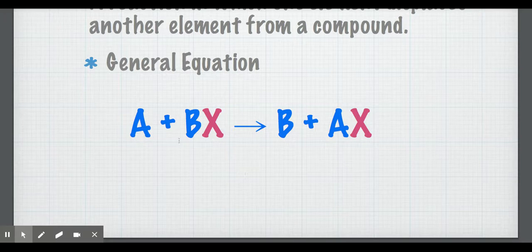Notice that I've actually color-coded this as well. What this stands for, blue stands for metals, and pink stands for nonmetals. So what's actually happening is we're having our metal come and swap out the other metal. You have to swap like for like. This could have been a nonmetal, so I'll show you what that would look like. Let's say that A is actually a nonmetal.